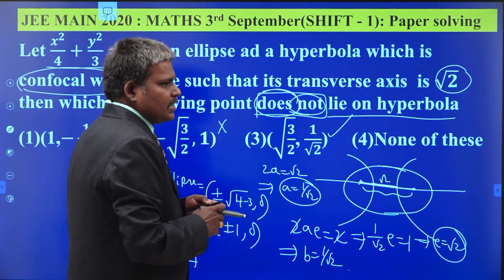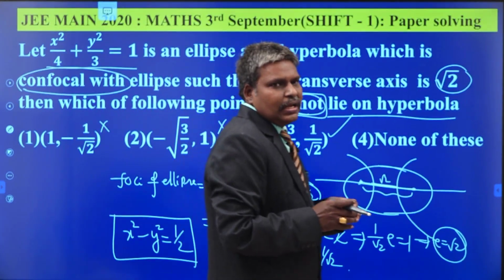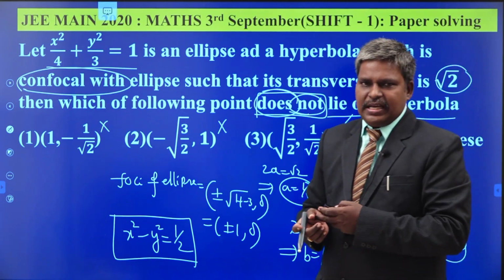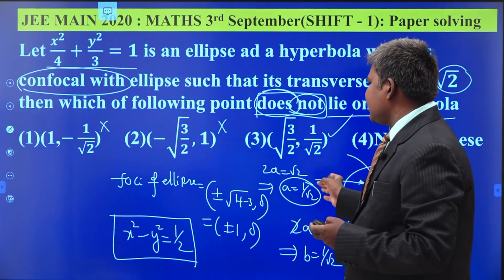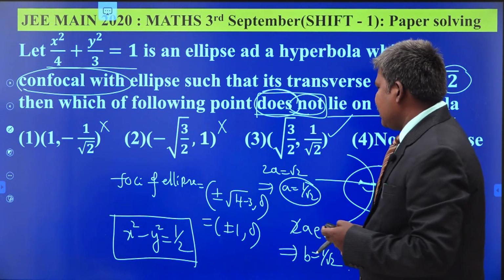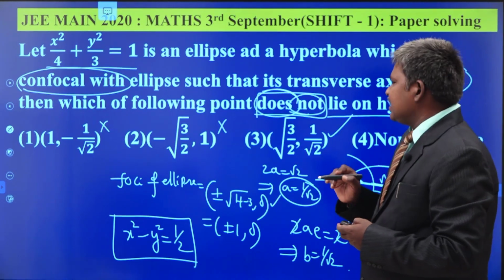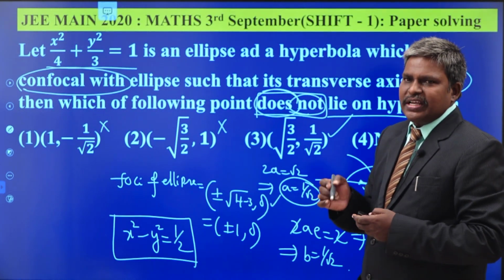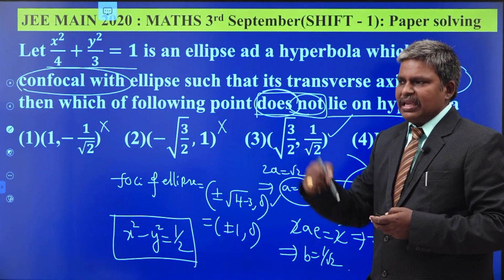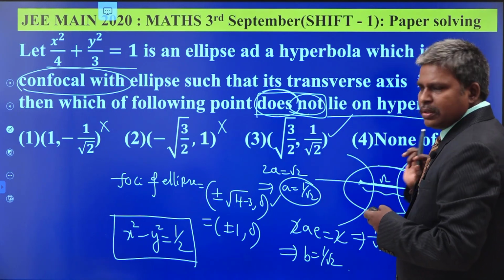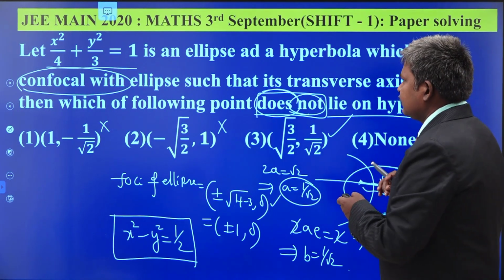So the only logic is the distance between the two foci of two conics is the same because the foci are coincident here. What is the distance between two foci? 2ae. These are the foci of the ellipse, plus or minus ae comma 0. ae means what here? Root of a square minus b square. By a gets cancelled. You get root of a square minus b square. In this manner we can crack this one.